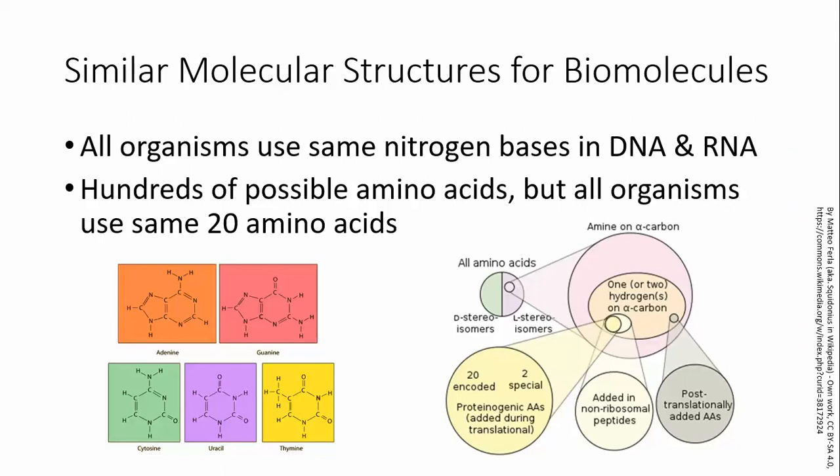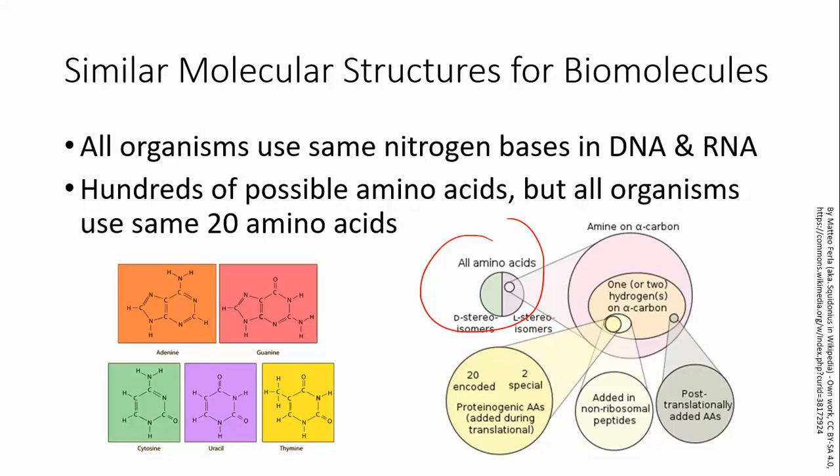Also, we have similar biomolecules that we use. So we all use the same 5 nitrogen bases, adenine, guanine, cytosine, uracil, and thymine in our DNA and our RNA. And then, if you look at this diagram, it says in the set of all amino acids, there's a small group of those that are what we call L isomers.